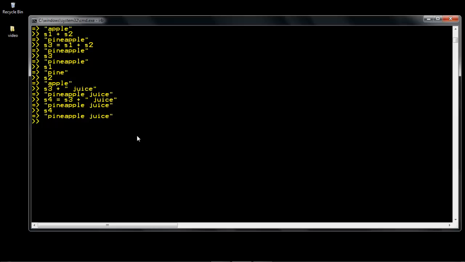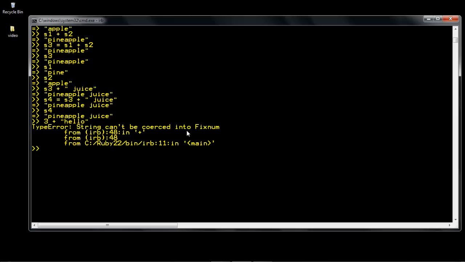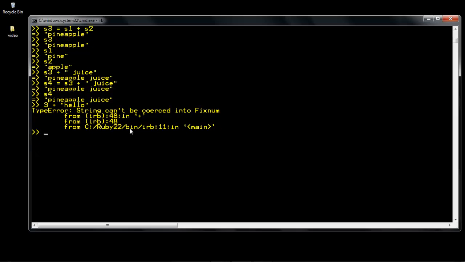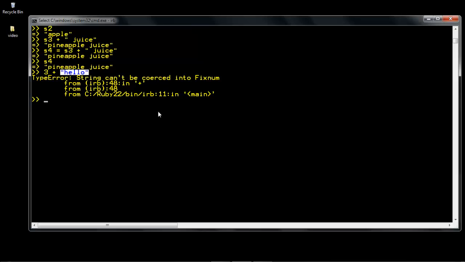Now what happens if one of the operands is a number and the other operand is a string? For example, what happens when you do 3 plus S4? Or 3 plus hello, something silly. Now you get an error. In Ruby you get an error saying string cannot be coerced into a Fixnum. Now, Fixnum is basically an integer. What they are trying to tell you is that you are trying to force the string into an integer because they are trying to perform integer addition.